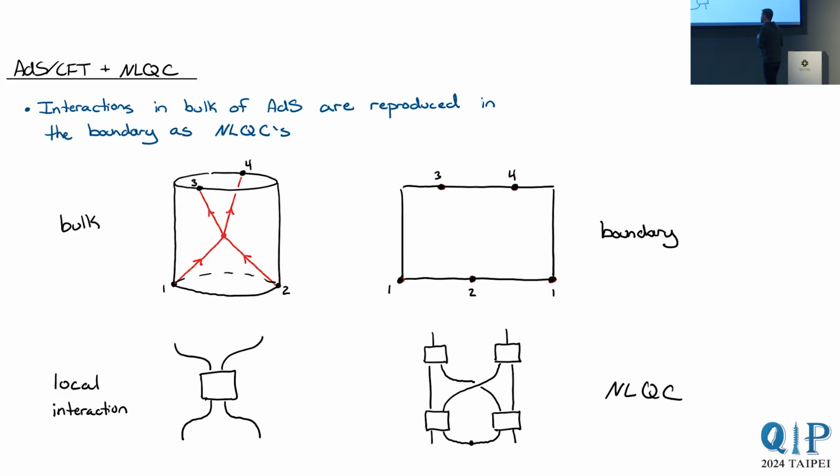One of the things that we've learned about this AdS/CFT correspondence is that an interaction that happens locally in the bulk of your AdS space is reproduced in the dual boundary theory as one of these non-local quantum computations. So we have some systems here coming in, interacting directly. That would be represented with a circuit like this. That interaction, when I reproduce it in the CFT, you should think of as one of these non-local computation circuits like this.